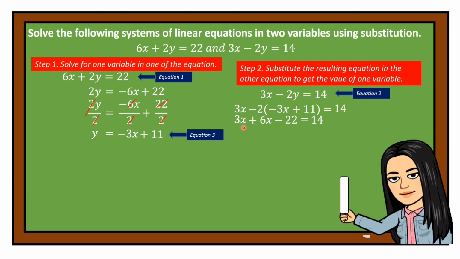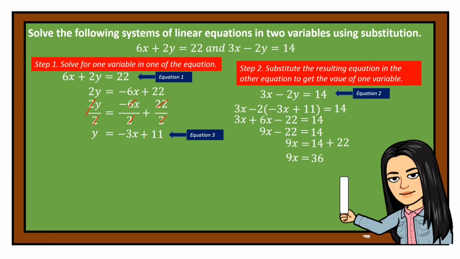Next, add similar terms. 3x plus 6x is equal to 9x, and then copy minus 22 equals 14. Next, let us transpose negative 22. So, copy muna natin ang 9x equals 14. Negative 22 will be transposed, so this will be equal to positive 22. Next, copy 9x equals 14 plus 22 is equal to 36.